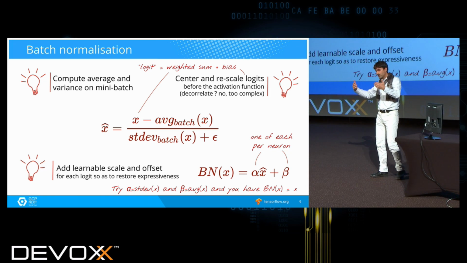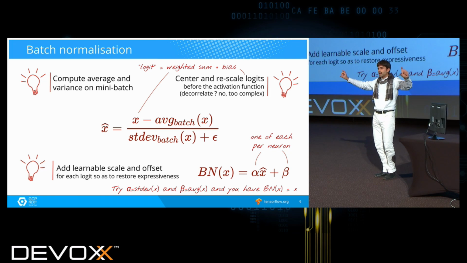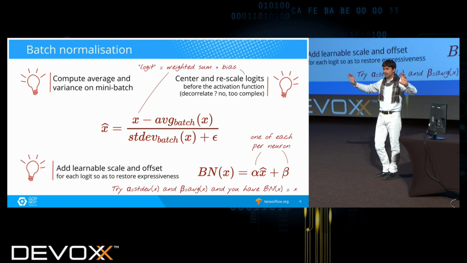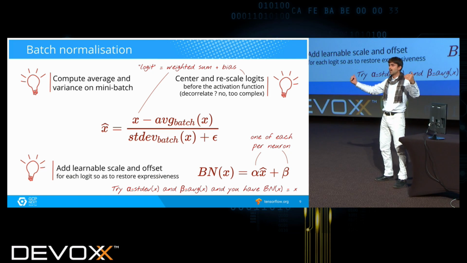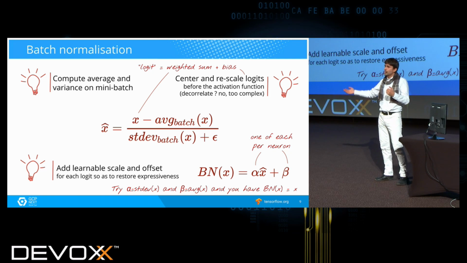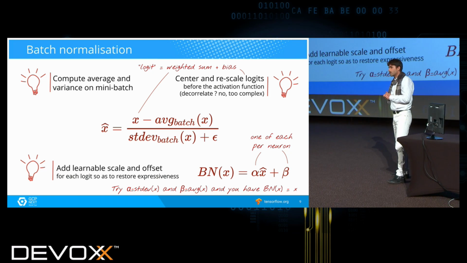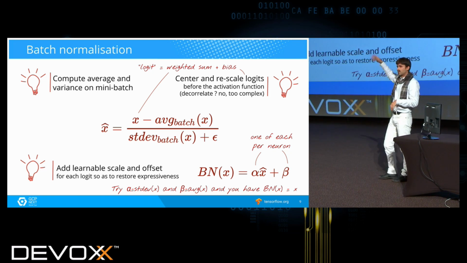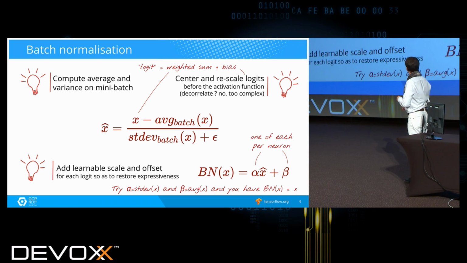So now on this mini-batch, we are looking at 1 layer. We have not applied the activation function yet. We have just the raw weighted sums plus bias. We compute our statistics on this, and we can rescale and recenter those values by subtracting the average and dividing by the standard deviation. That's what we do, minus average divided by standard deviation. The plus epsilon is for numerical stability to avoid doing divisions by 0.